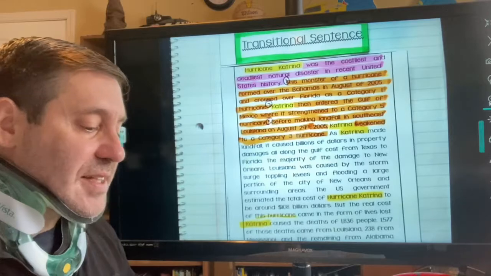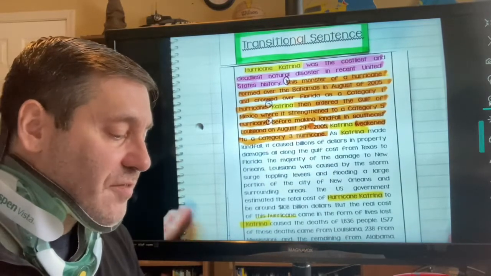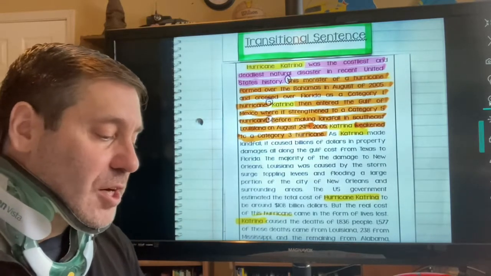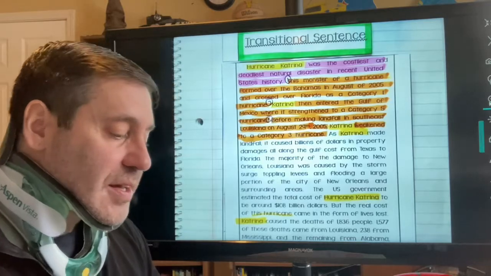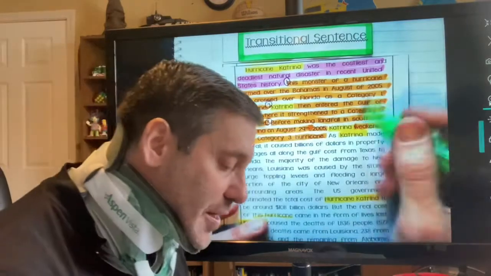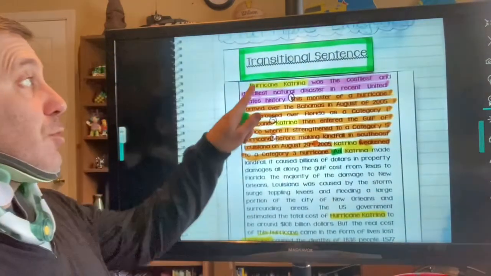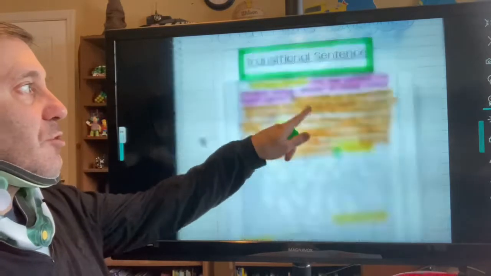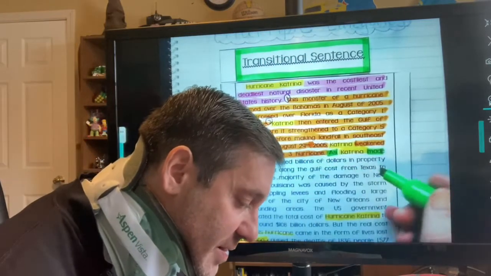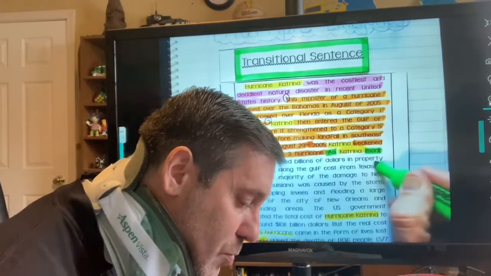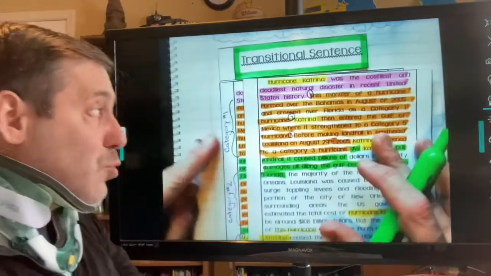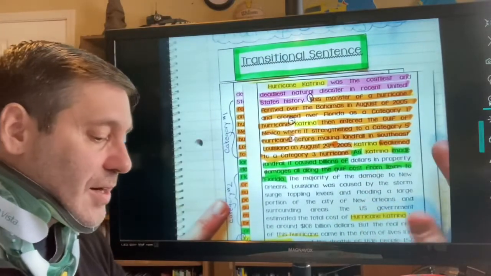Now, listen to this next sentence. As Katrina made landfall, it caused billions of dollars in property damage all along the Gulf Coast from Texas to Florida. This is a transitional sentence. We're no longer physically describing it. We are transitioning to a new category. We're going from physically describing Katrina to describing how costly it was. So we're going to highlight this sentence green. We are transitioning from one category of information to a new category of information.